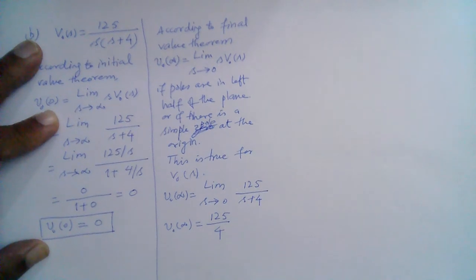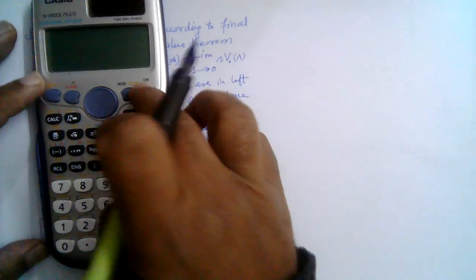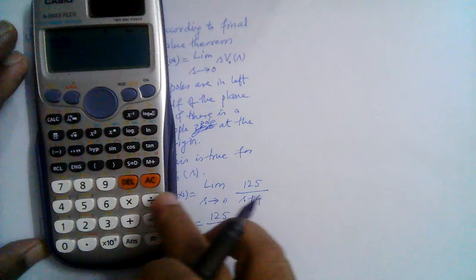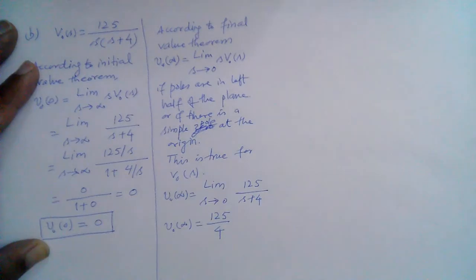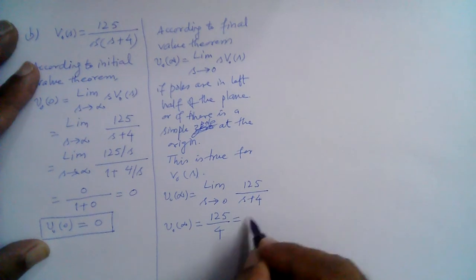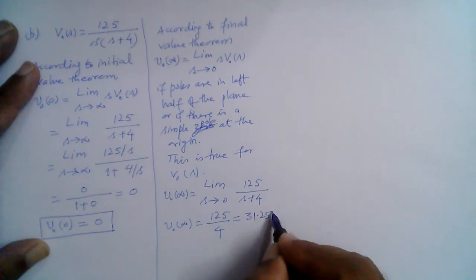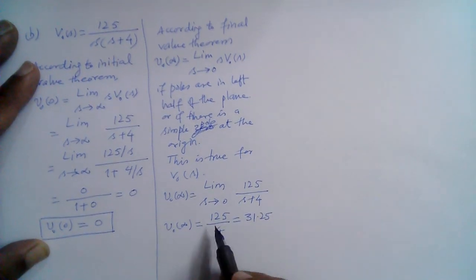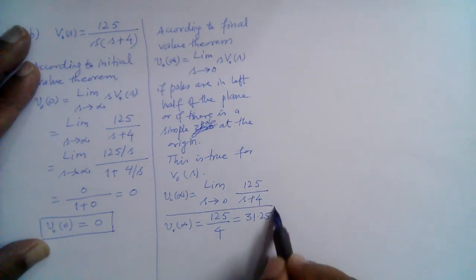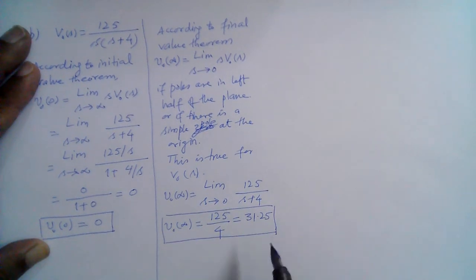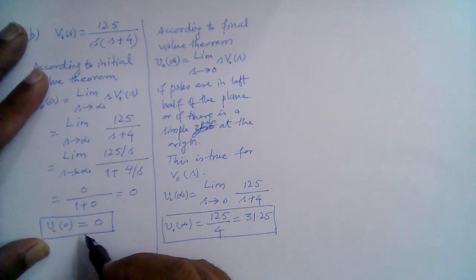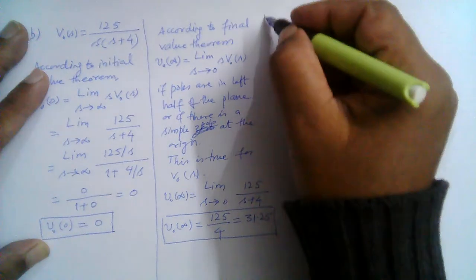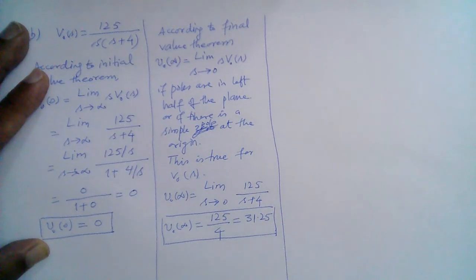So 125 over 4, 125 divided by 4 is equal to 31.25, right? So this is the final value at time t infinity of V naught t, and this is the value of V naught t at time t 0. Let us now find V naught t, which is our part C, right?